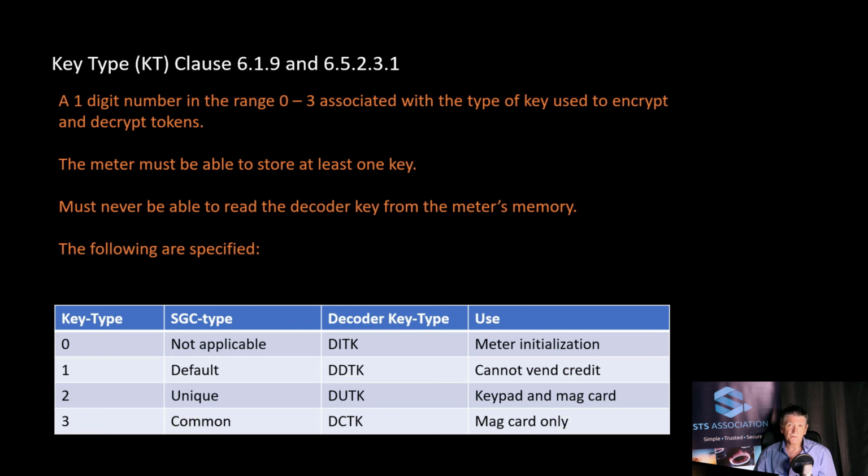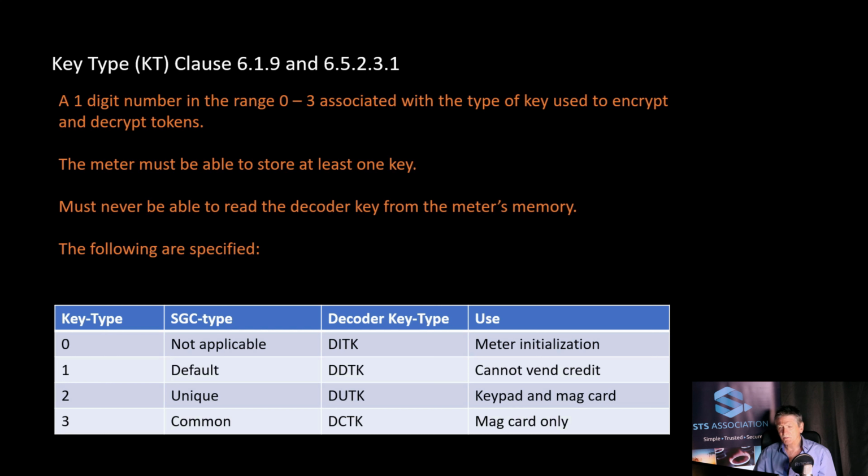Key type 2 is a unique key, or DUTK, and that typically can be used in a keypad or a mag card. And that is what 99% of the meters installed in the field are: key type 2. Key type 3 is a common key, or DCTK, and that can only be used in mag cards.